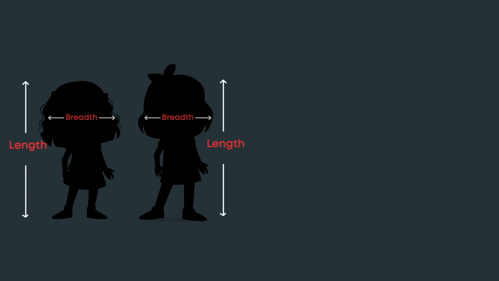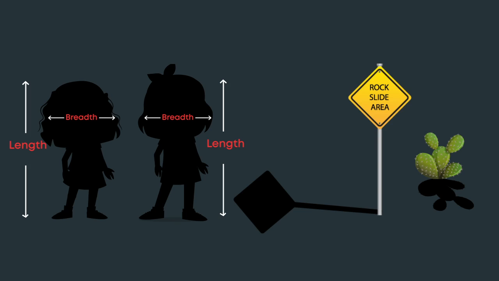If you look at Varsha's and Ria's shadows, you can see there is no depth, only the length and the breadth. This is true for any shadow. Shadows are 2D representations of 3D solids.